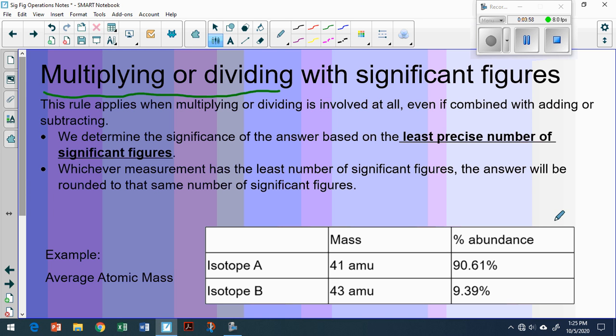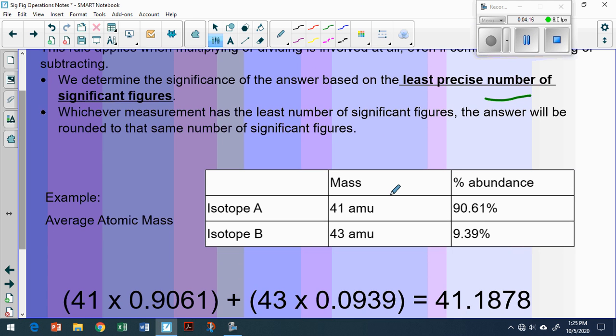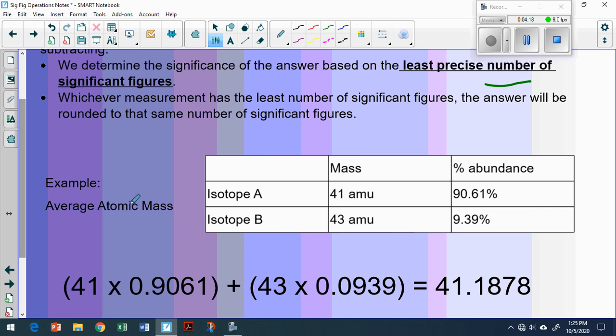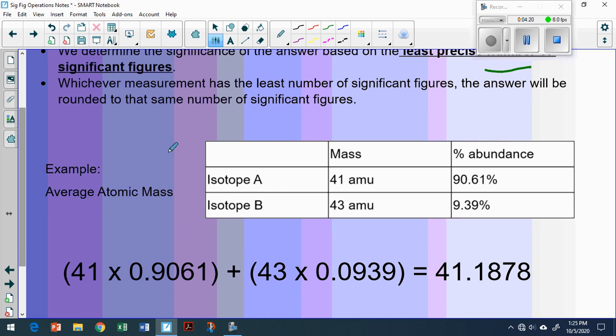This time we care about the number of significant figures, not the place value, but how many significant figures there are in the measurements. The measurement with the least number of significant figures is what is going to provide us our rule for rounding. So let's say we are calculating an average atomic mass. It's a good example of a calculation that combines multiplying with addition.